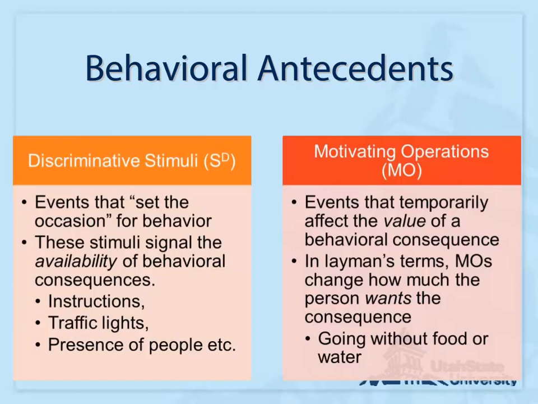Discriminative stimuli are events that set the occasion for behavior. These stimuli signal the availability of behavioral consequences. They may include things like instructions, traffic lights, presence of people, and others.